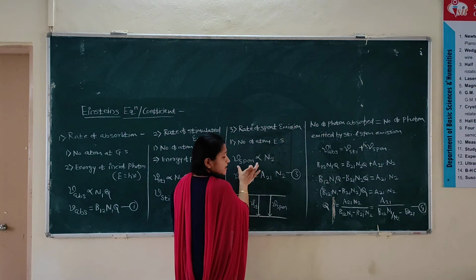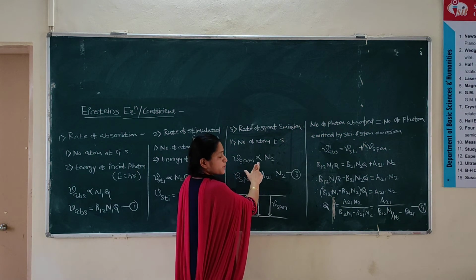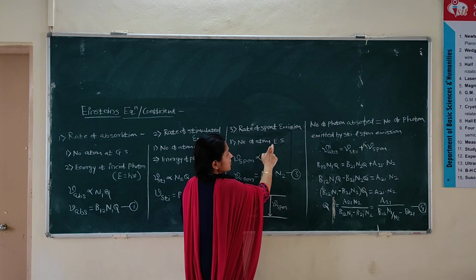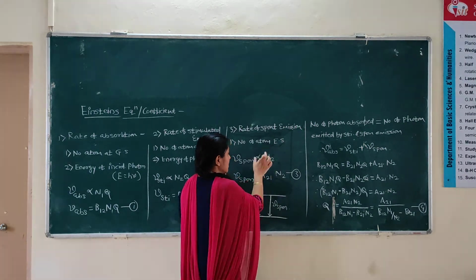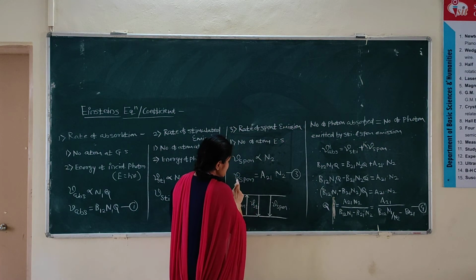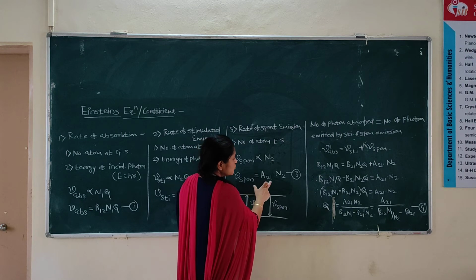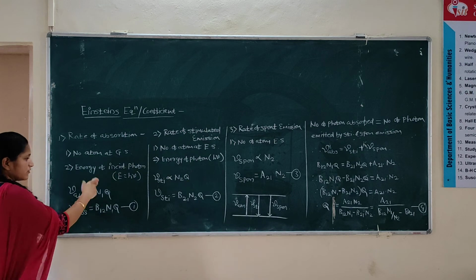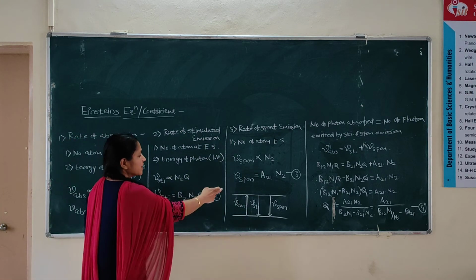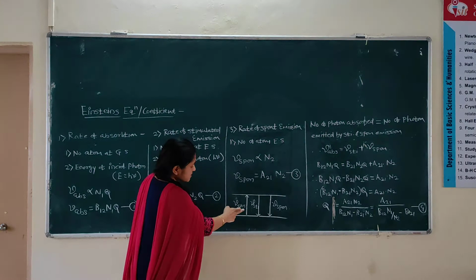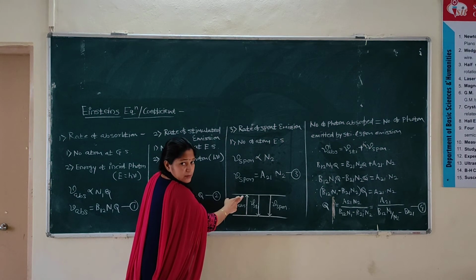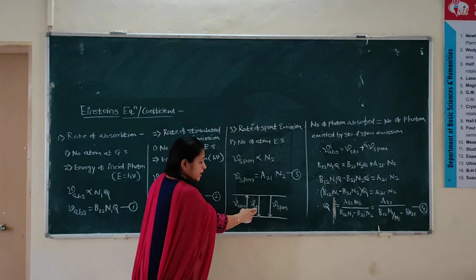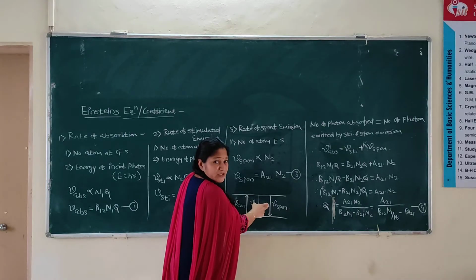Therefore we can write the equation: gamma spontaneous is proportional to N2, where N2 represents the number of atoms present in the excited state. So this equation can be written as gamma spontaneous is equal to A21 into N2. Give equation number 3. Now equations 1, 2, 3 are shown in this figure: this is gamma absorption, the rate of absorption; this is the rate of stimulated emission; and this is the rate of spontaneous emission.